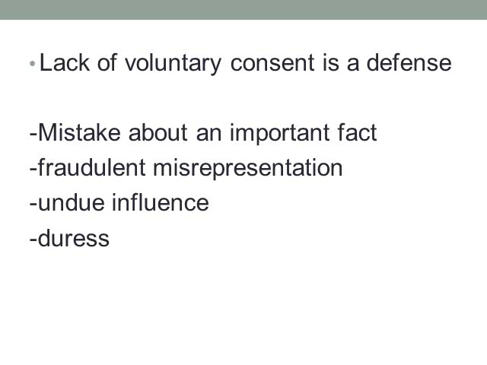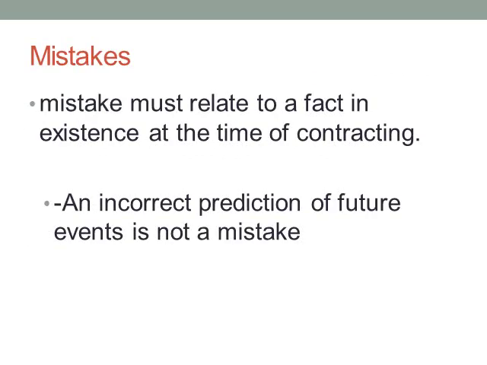And I mean, I don't say it in the example, but if I knew that the property wasn't mine and I tried to sell it, you might have a fraudulent misrepresentation case as well, but we'll get to that. In this case, it was a mistake about an important fact. Maybe I thought I did own it when the deed was shown. I didn't own it. So mistakes. What do we have? Mistake must relate to a fact in existence at the time of contracting.